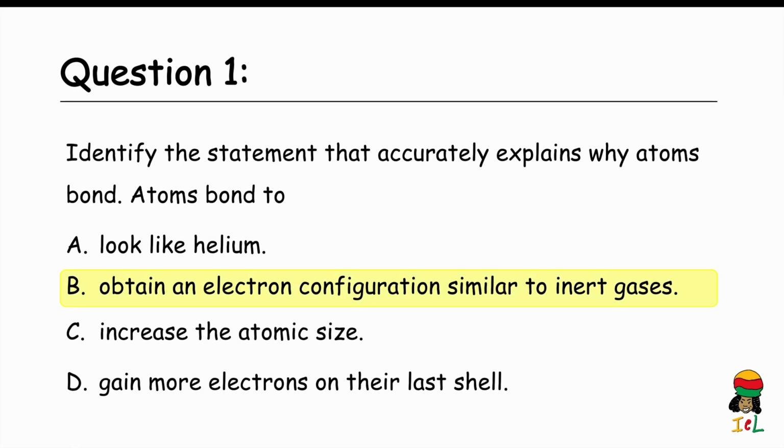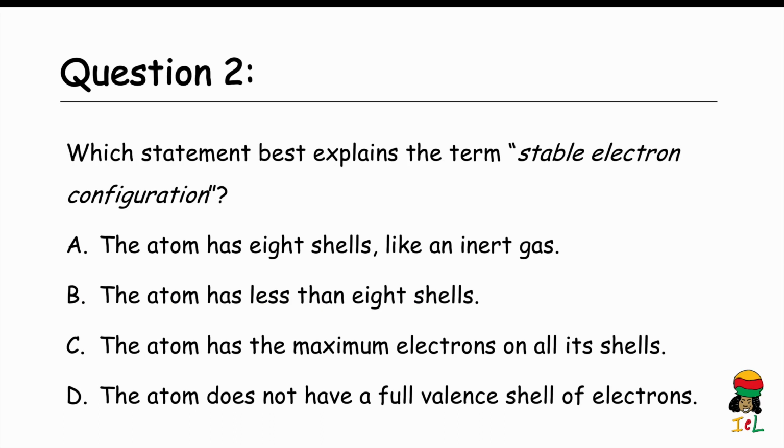The answer is B. Atoms bond to obtain an electron configuration similar to inert gases. Question 2. Which statement best explains the term stable electron configuration? A. The atom has 8 shells, like an inert gas. B. The atom has less than 8 shells. C. The atom has the maximum electrons on all its shells. D. The atom does not have a full valence shell of electrons.